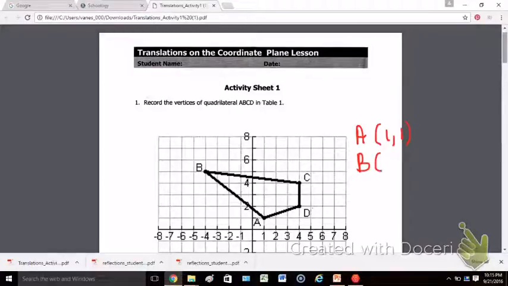B, so over to -4, up 1, 2, 3, 4, 5. C is at 1, 2, 3, 4, 1, 2, 3, 4. And then D is over, whoops, too far. Over to 4, up 2. Alright. So if you would please insert those into your chart.